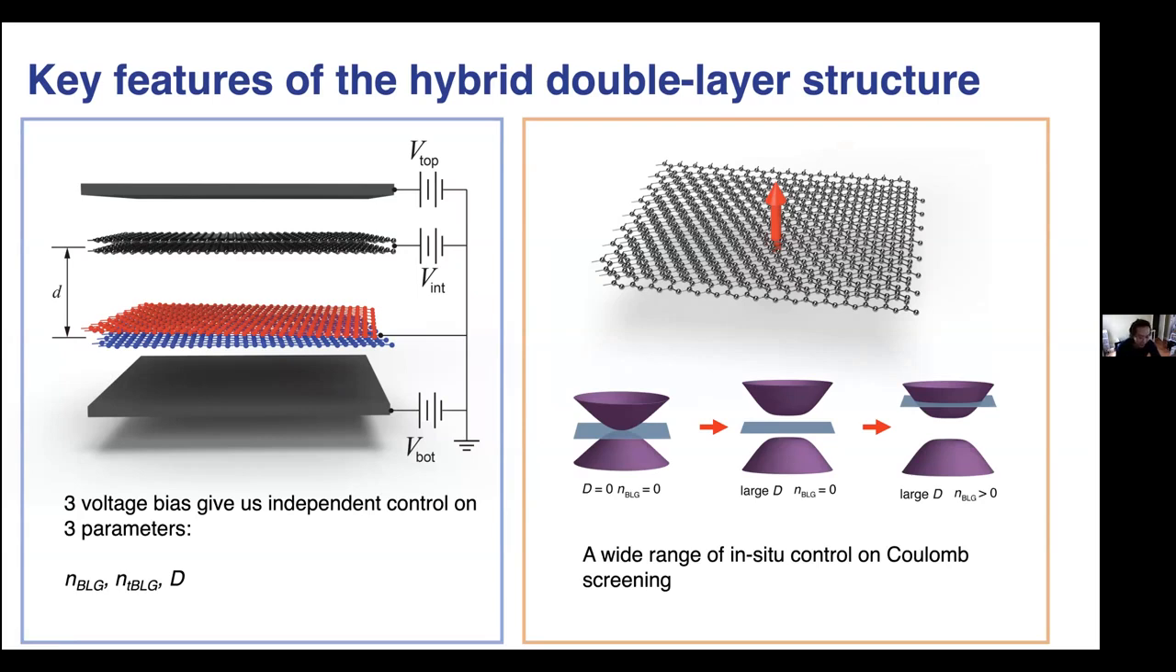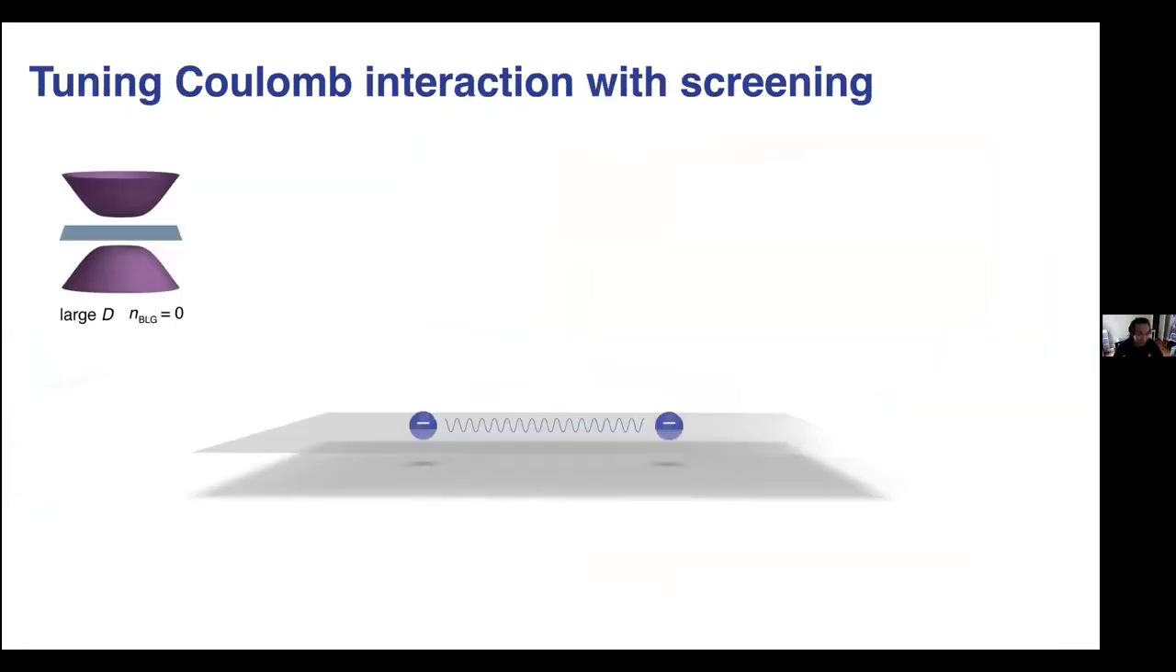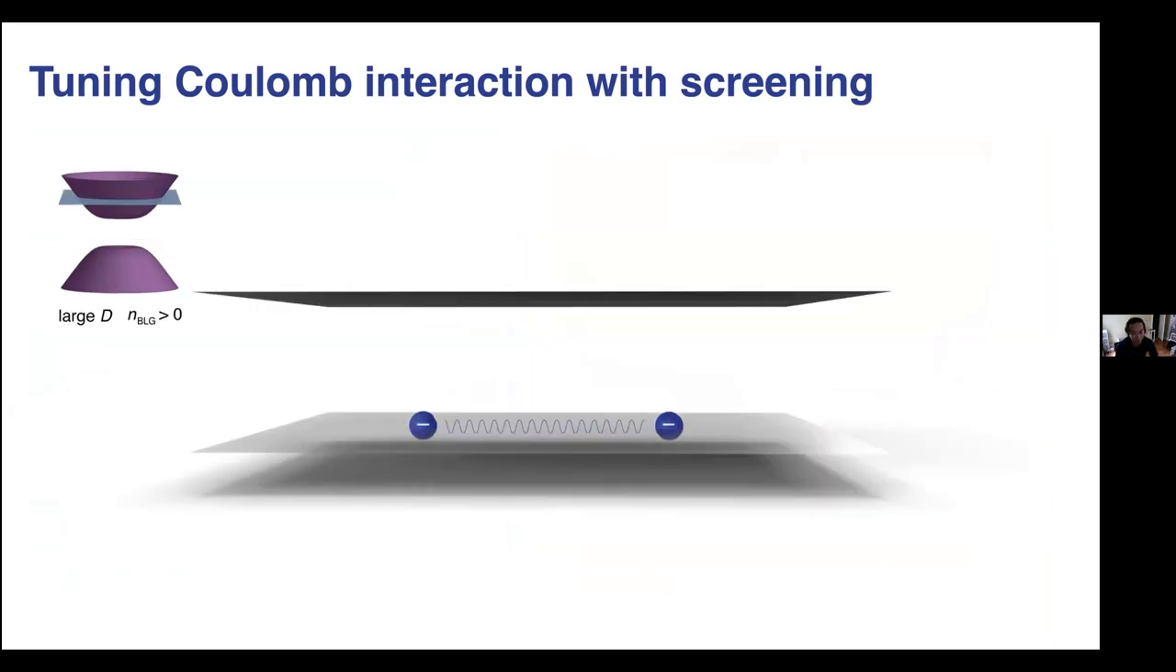And how that affects Coulomb interaction within twisted bilayer graphene can be understood using a very simple schematic, right? If we tune bilayer graphene to be insulating, the screening from the bilayer graphene is minimal. You can think of it as a part of the dielectric environment. And in this situation, we can study the quantum ground state stabilized by the intrinsic Coulomb correlation within the Moire flat band. And if we tune the carrier density in the bilayer graphene to be metallic at high density, then the electric field in the twisted bilayer graphene is now modified by the change in the boundary condition.